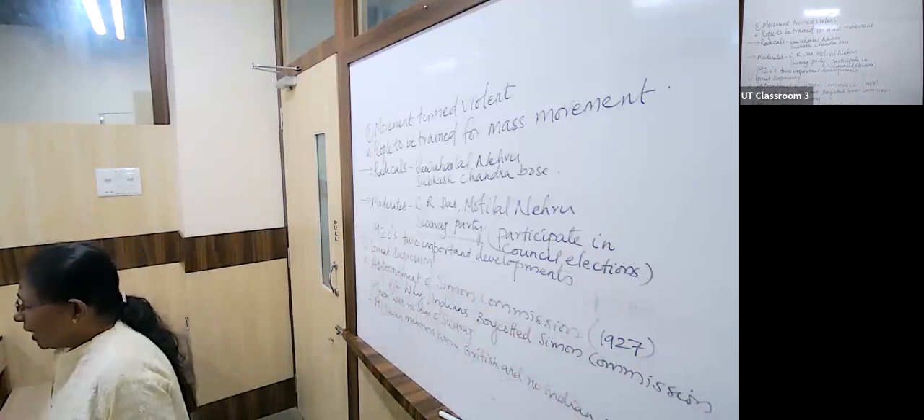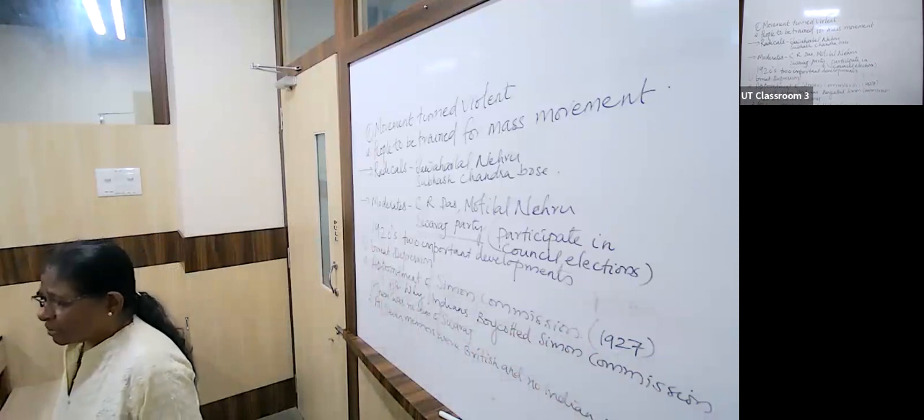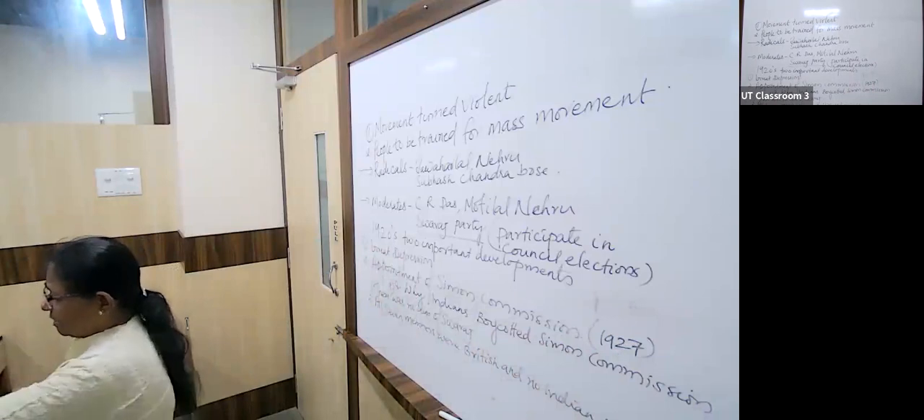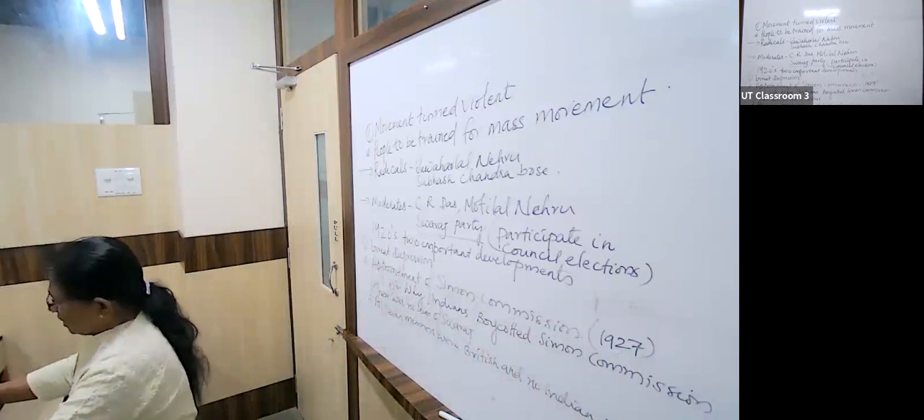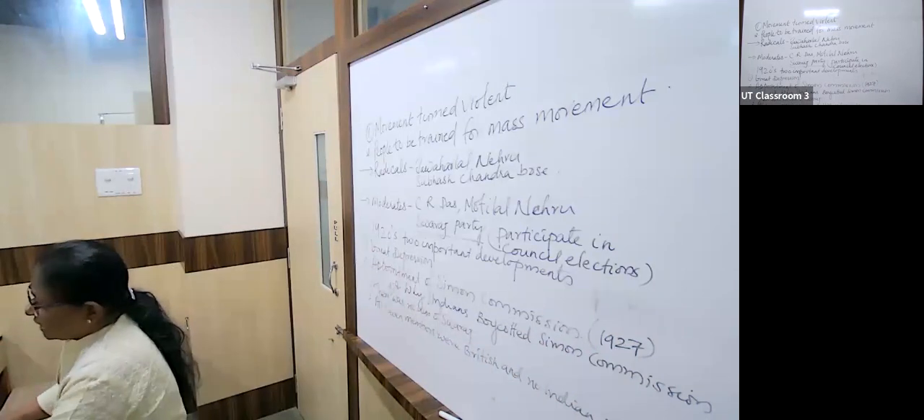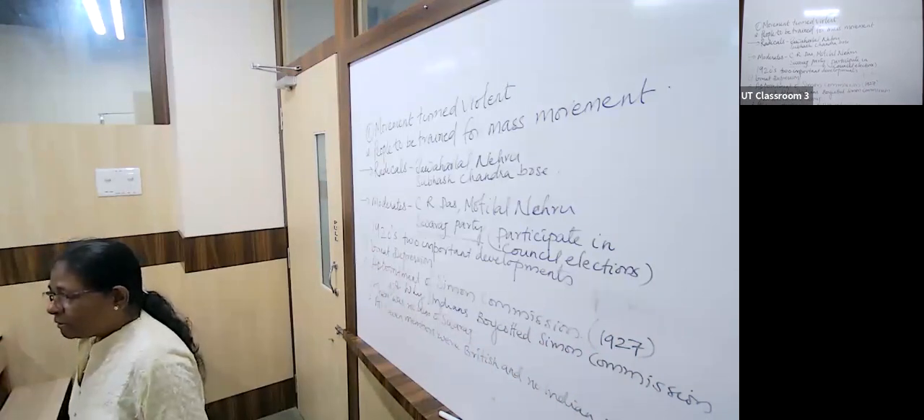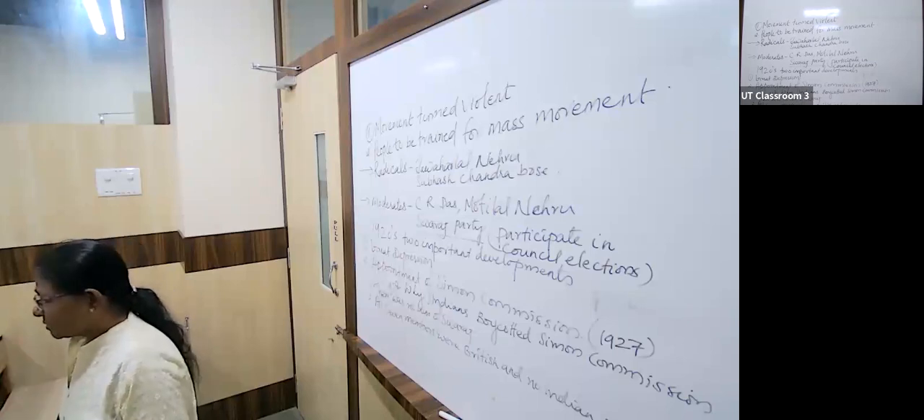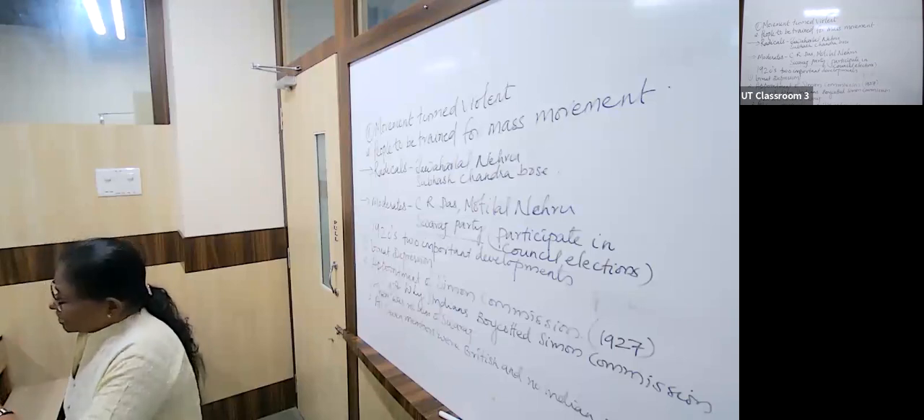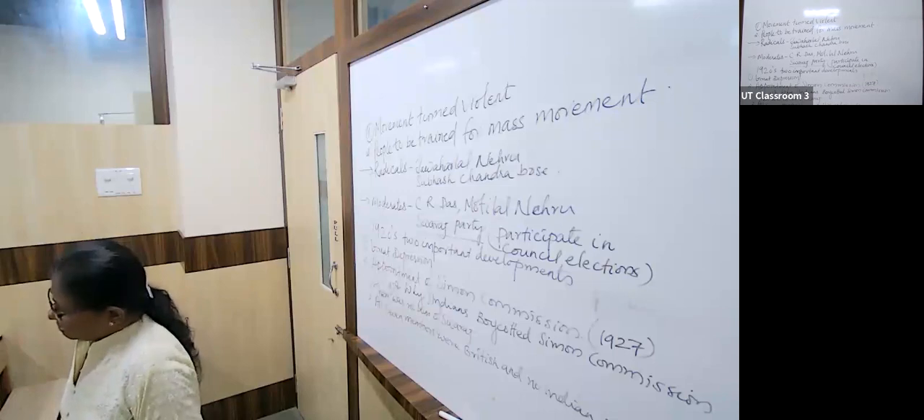In spite of that, he submitted his report. Actually, it was black flags. They did not give any place anywhere for him to land. Even then, what happened? He submitted his report. So the Simon Commission was a failure.